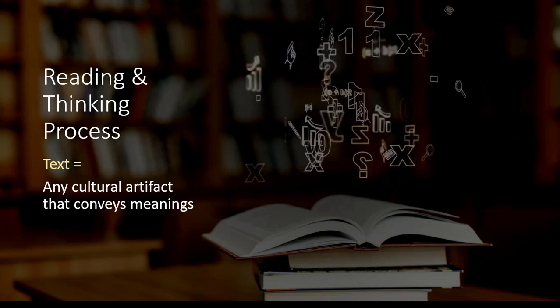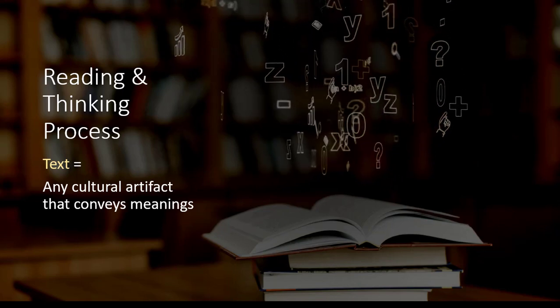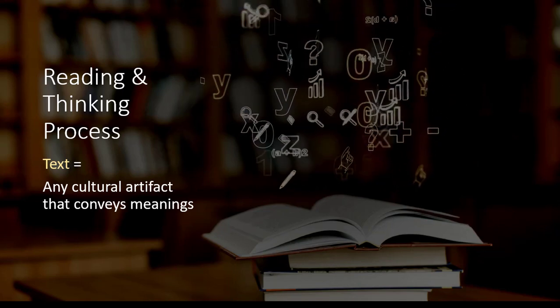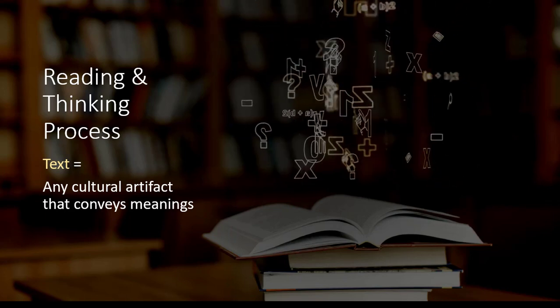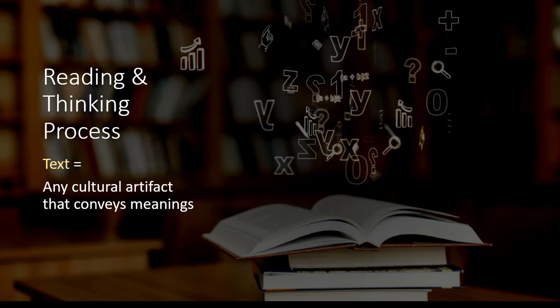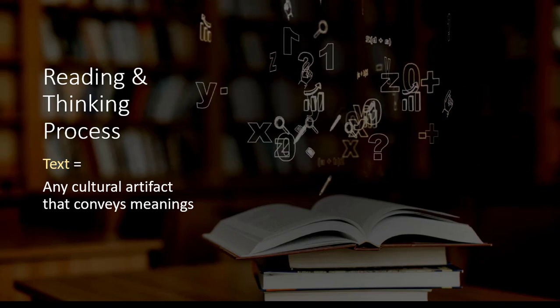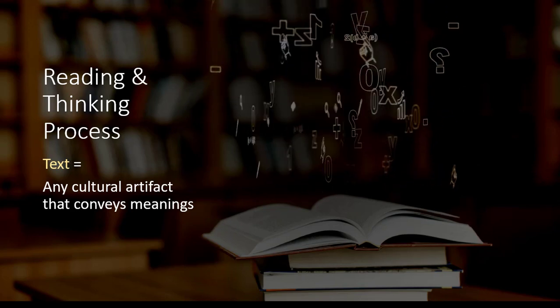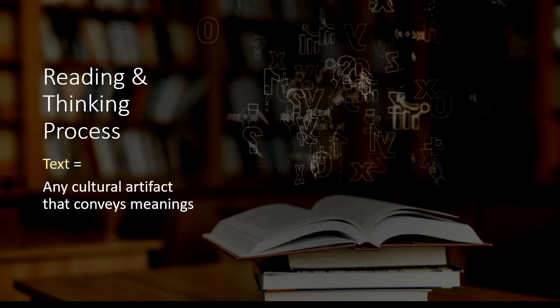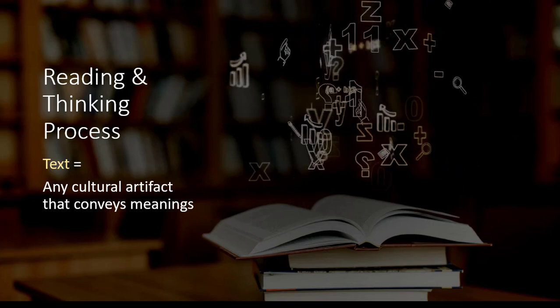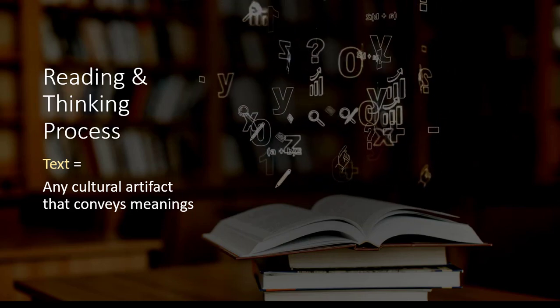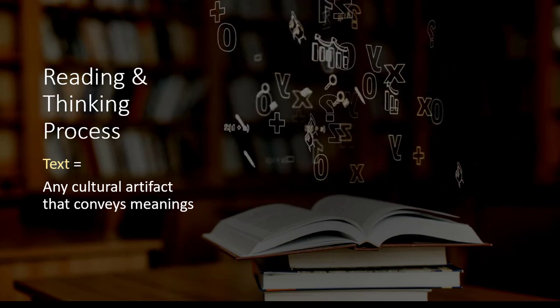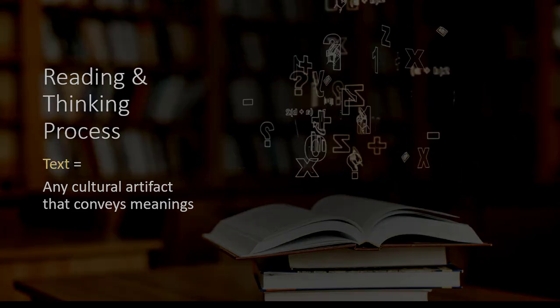We refer to the SQ3R+R process as a reading process, but it's not just for reading written texts or oral literature. It's for thinking about any cultural artifact. We're thinking by reading into the text, and the text includes any cultural artifact, such as, but not limited to, textbooks, food, fashion, architecture, songs, paintings, speeches, plays, etc.